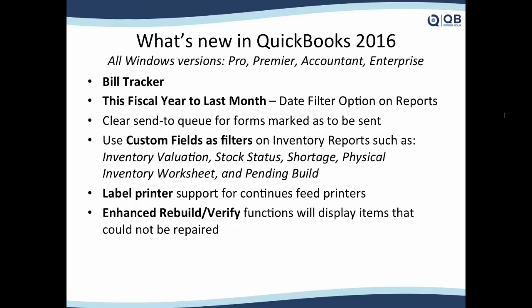So let's talk about first what's going to be available in all editions. So on Pro, Premier, Accountant, Enterprise, we're going to have 6 new features. We're going to have the bill tracker. I would say that's the largest of the features. It's actually an entire module that we're going to cover. We're going to have a new date filter called this fiscal year to last month, which is absolutely awesome, and I'll cover why that's awesome.